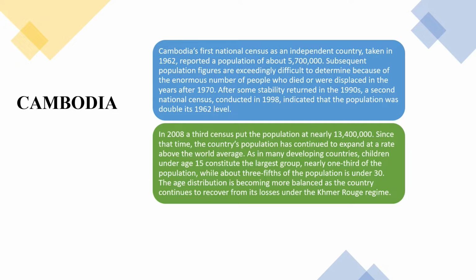As in many developing countries, children under age 15 constitute the largest group, nearly one-third of the population, while about three-fifths of the population is under 30. The age distribution is becoming more balanced as the country continues to recover from its losses under the Khmer Rouge regime.